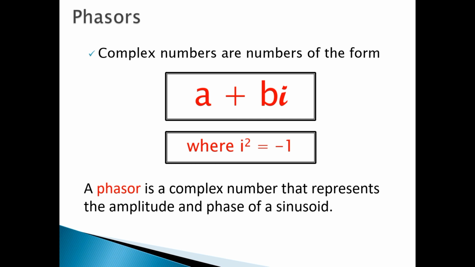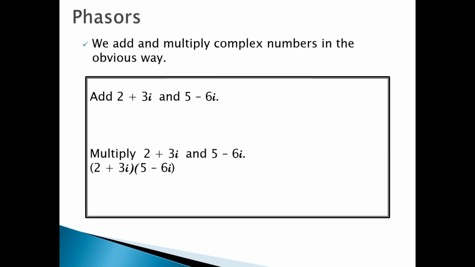Complex numbers are numbers of the form a plus bi, where i squared is equal to negative 1. i is an imaginary number. And a phasor is a complex number that represents the amplitude and phase of a sinusoid. Now let's have some operations involving phasors. We add and multiply complex numbers in the obvious way.